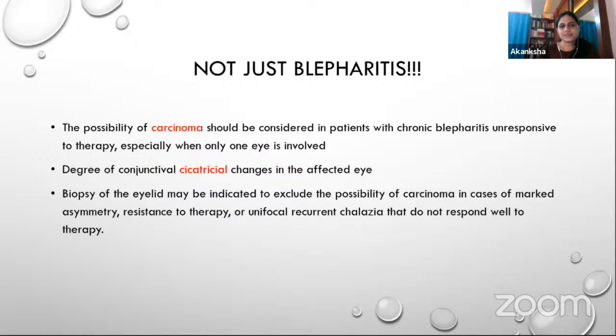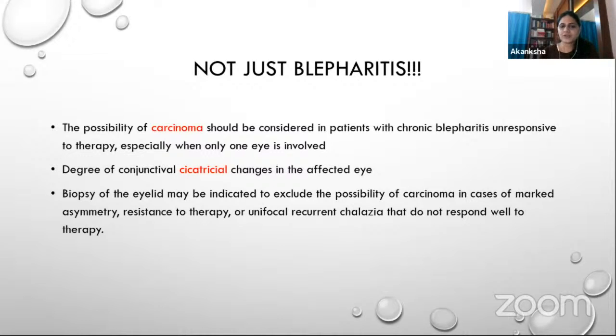Now, what you have to be careful about in a patient of blepharitis is also that it's not always just blepharitis. In a patient who has chronic blepharitis, which is unresponsive to therapy, especially if one eye is involved, you may keep a possibility of carcinoma also. Look for the amount of cicatricial changes in the conjunctiva of the affected eye. And in case you have a suspicion of carcinoma, then obviously a biopsy would be needed to confirm.